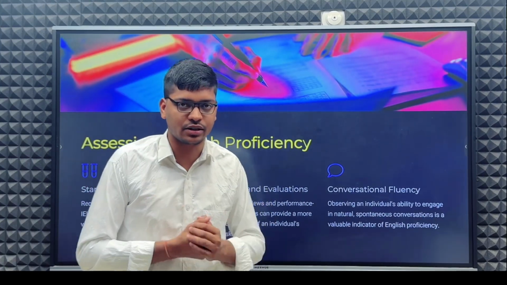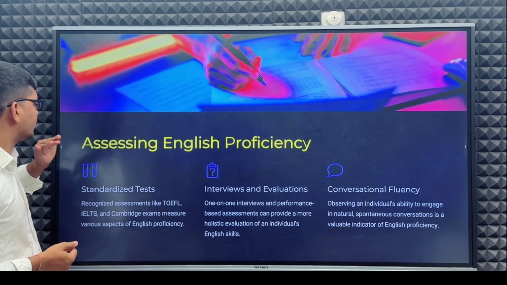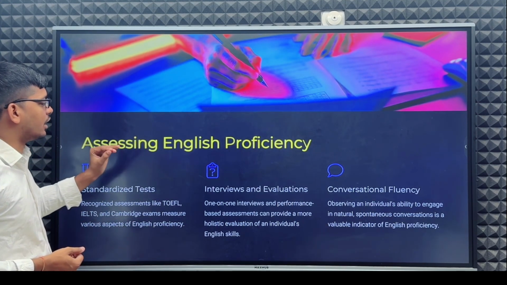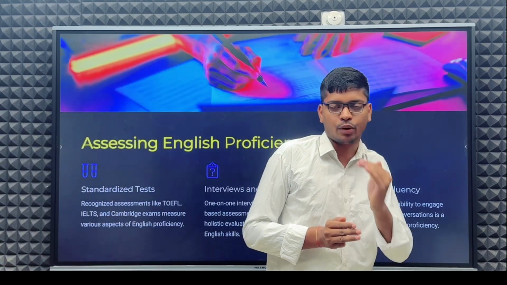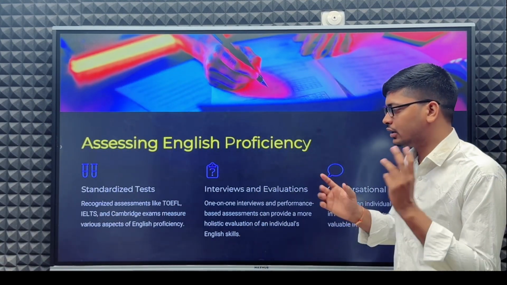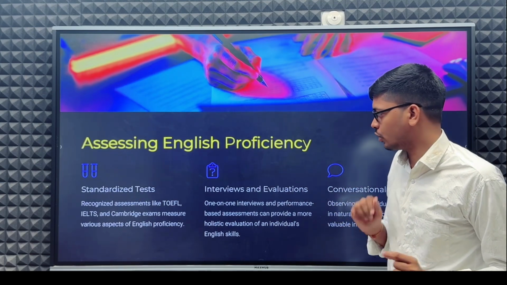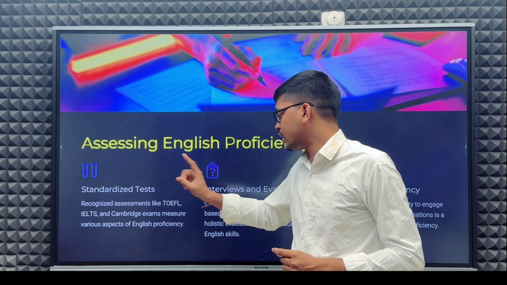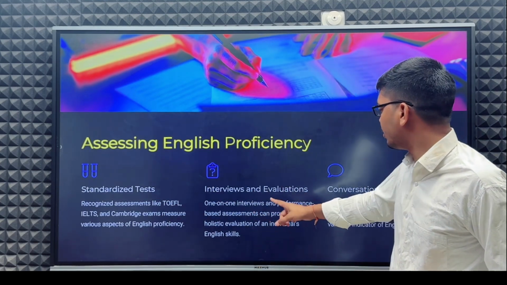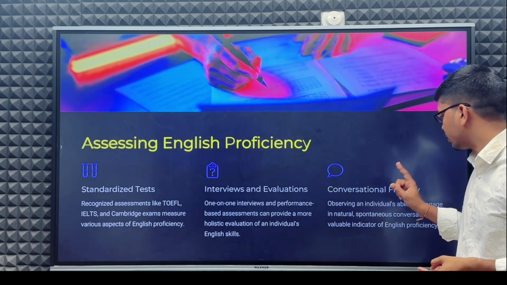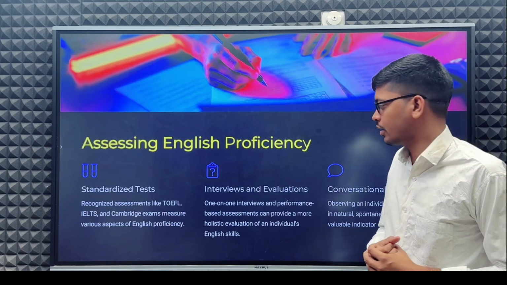Next presentation slide is about assessing English proficiency. Here are three points you have to focus on: first, standardized tests; second, interviews and evaluations; and third, conversational fluency.